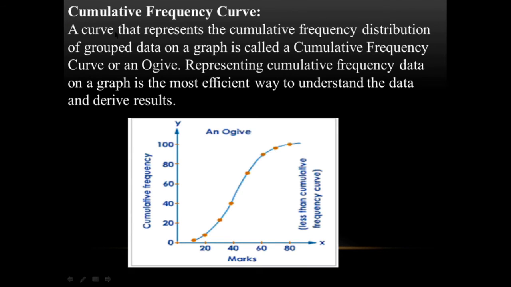Cumulative frequency curve. A curve that represents the cumulative frequency distribution of grouped data on a graph is called a cumulative frequency curve or an OGIVE. Representing cumulative frequency data on a graph is the most efficient way to understand the data and derive results. Now, on the y-axis, it is the cumulative frequency, and on the x-axis, the marks of the students.